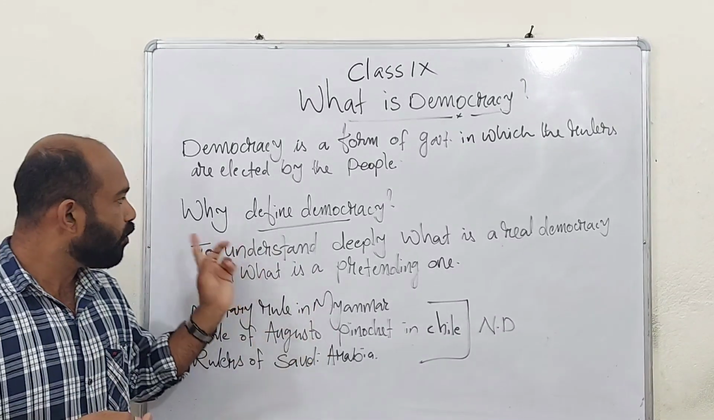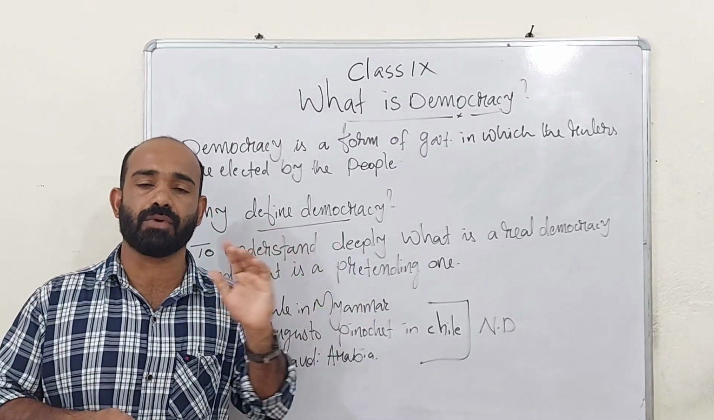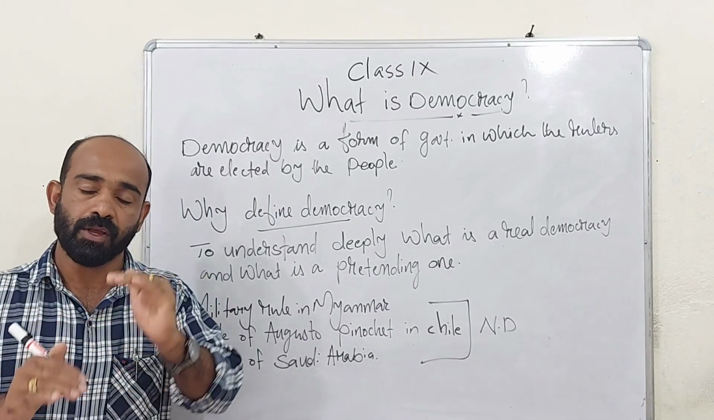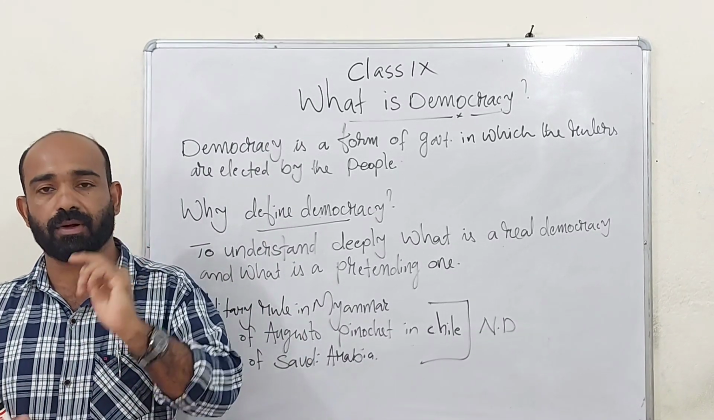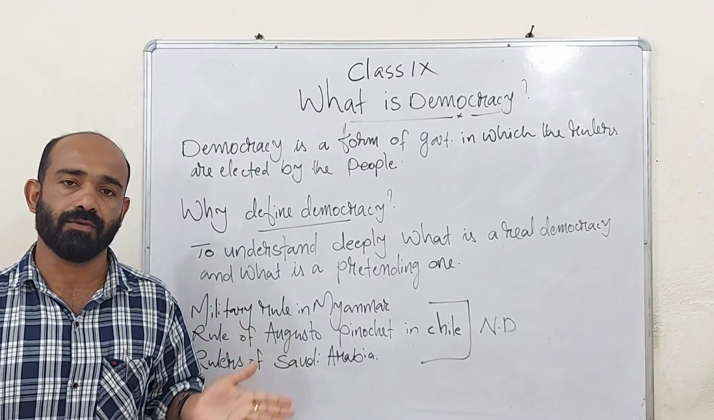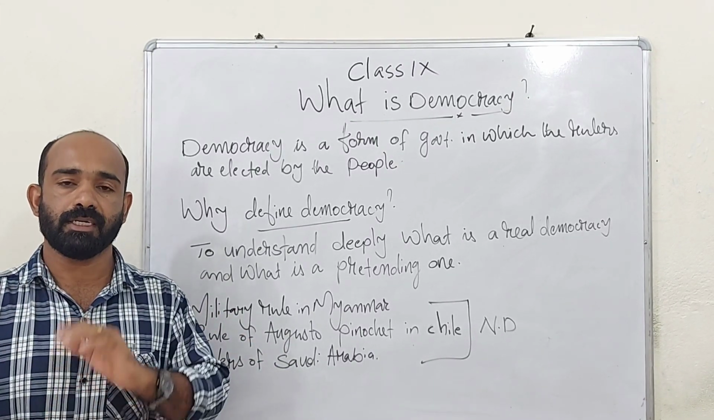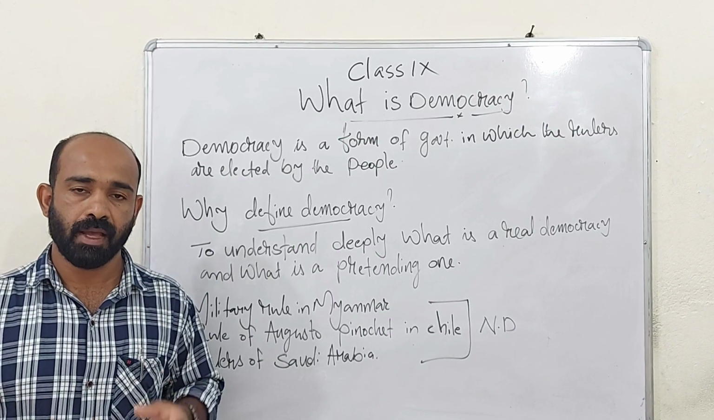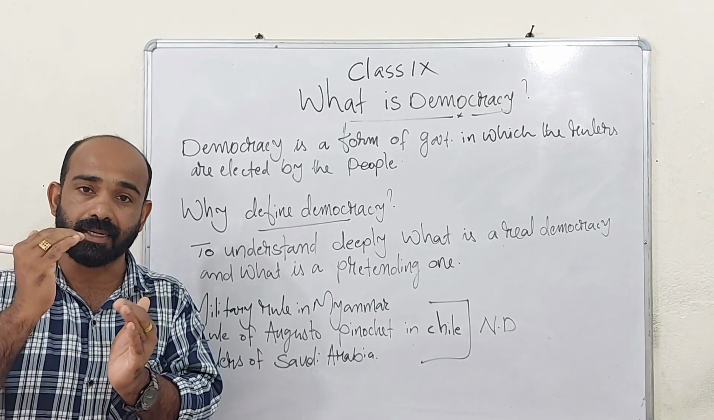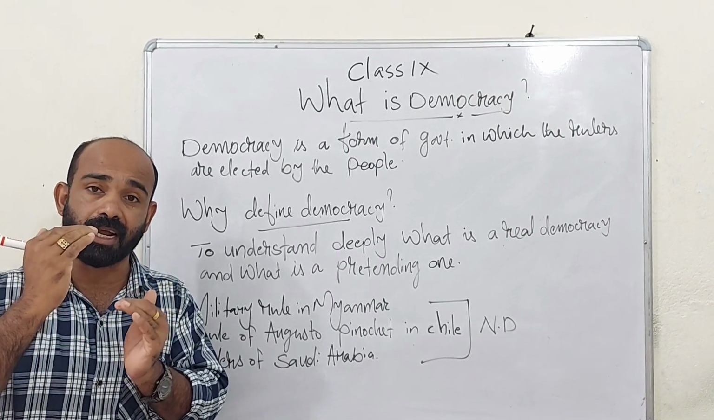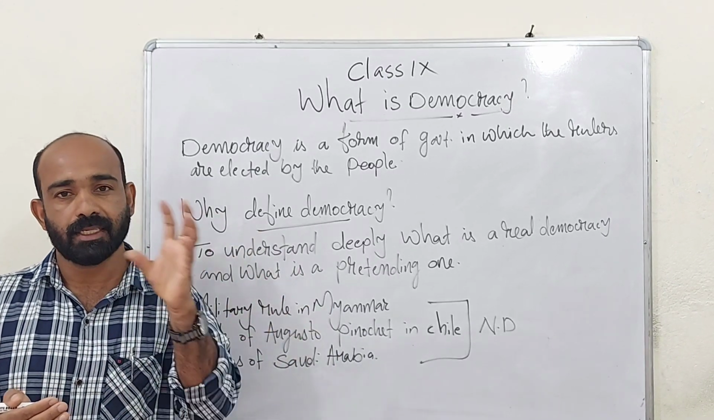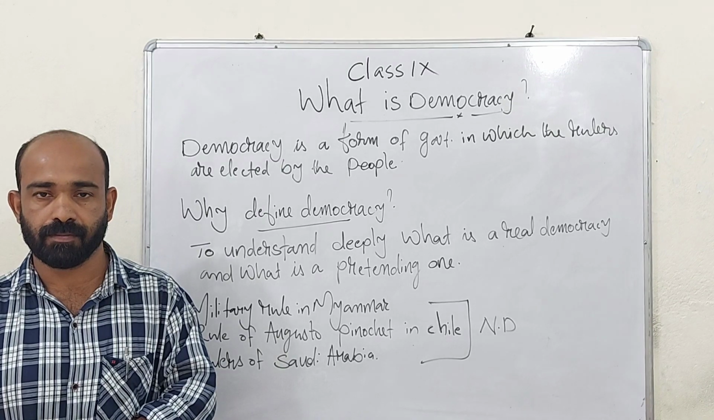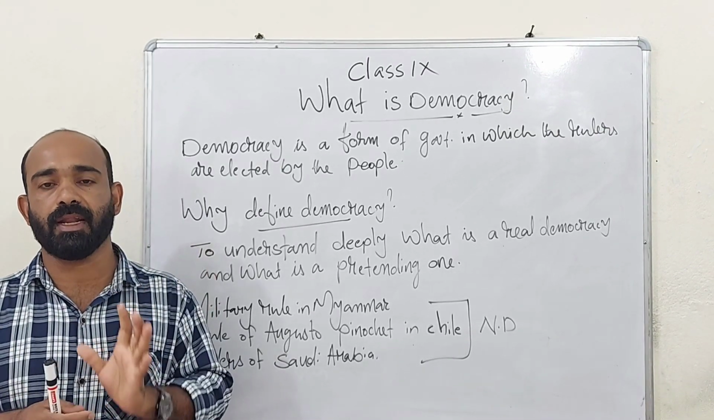That is why we should give a definition for democracy, to understand which is a right or real democratic form of government, and which is a pretending democratic form of government. Pretending democracy means the countries which are trying to show that they are democracies, but actually they may not be democracies. Such countries are called pretending democracies.